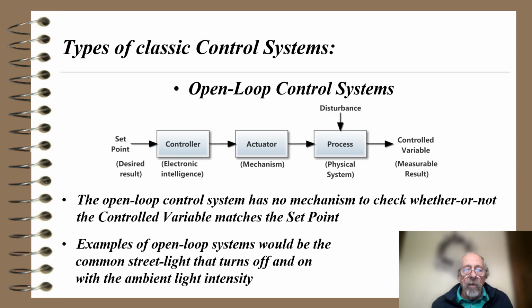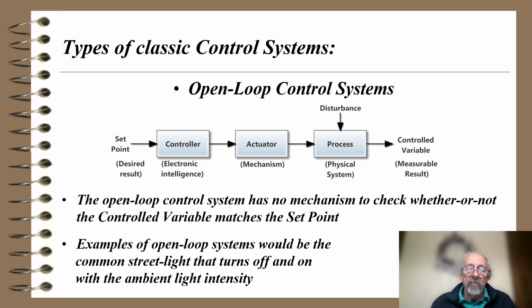So going back to our classic control system, I've now added the term open loop control systems to the block diagram I had previously. In this one, the open loop control system has no mechanism to check whether or not the controlled variables match the set point. Notice there's no feedback. Examples of open loop systems would be the common street light that turns off and on with the ambient light intensity.